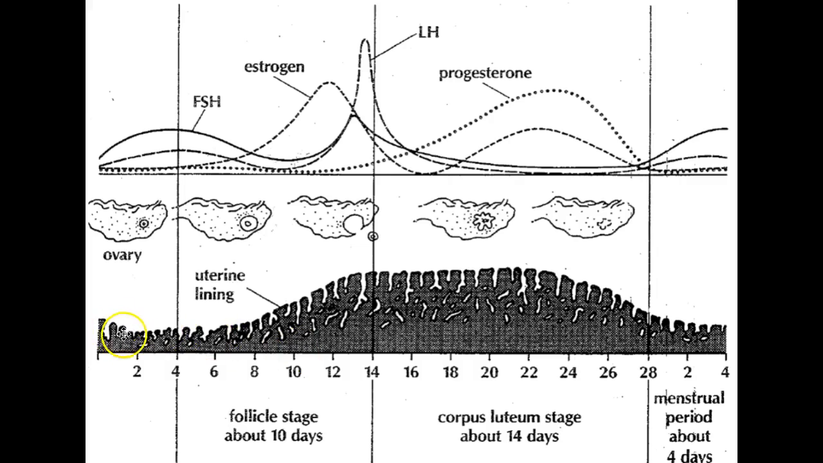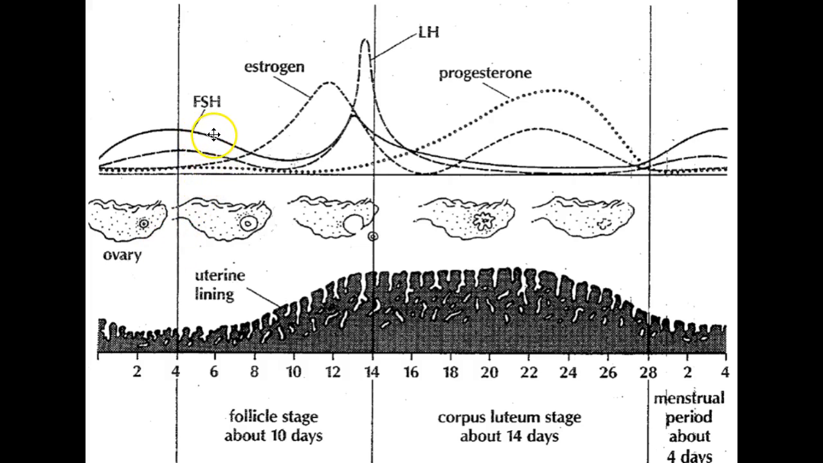Neat diagram because it shows the uterine lining, where it thickens and then where it sheds, and also what happens in the ovary at the same time. All right, here we go. It starts out with a peak in FSH, which you remember is follicle stimulating hormone. This deals with the production of the egg, and you can see that in the ovary here, here's your egg with a follicle around it, and as FSH is peaking here, that egg is developing.